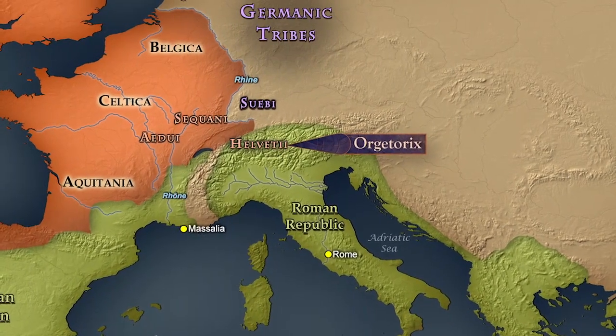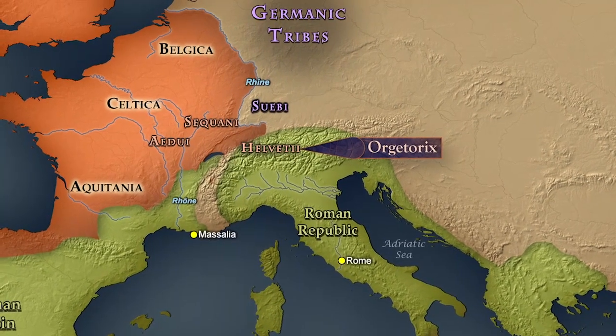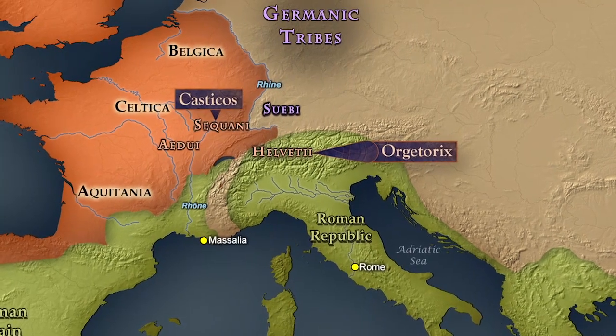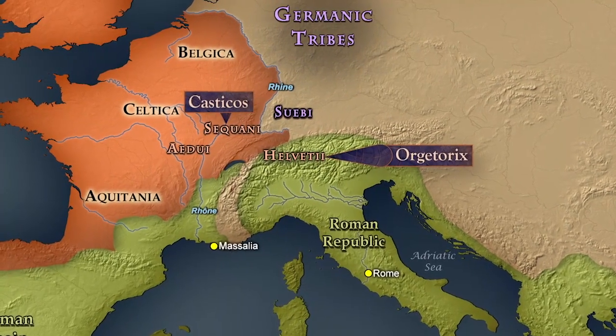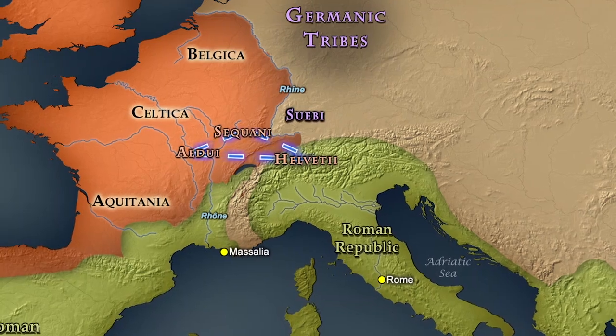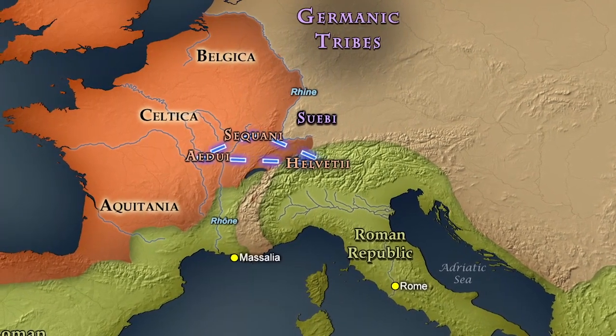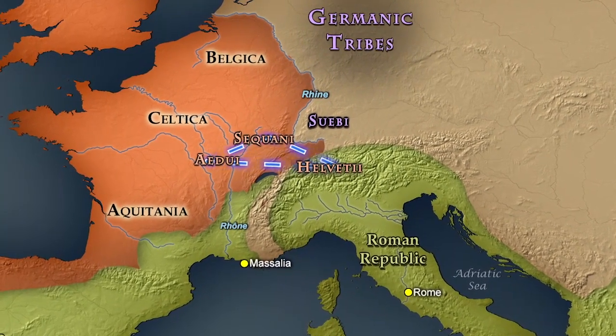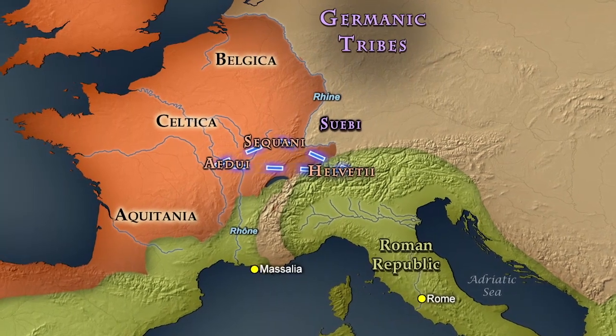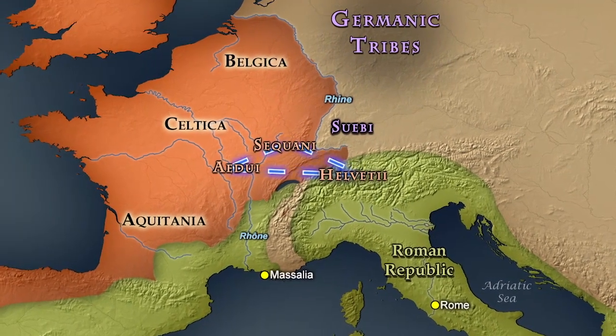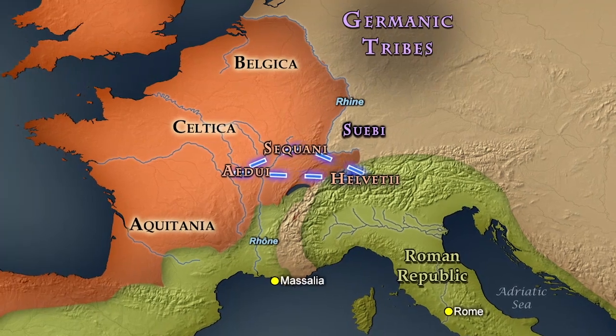Orgetorix also made an alliance with the disaffected son of the chieftain of the Sequani, a man named Casticos. The idea of this alliance was to bring together all the Celts in one united federation to resist encroachment by either the Germans or the Romans. But let's leave these conspirators aside for a moment and look at what was going on in Roman politics, because it would have a huge impact on the future of Gaul.